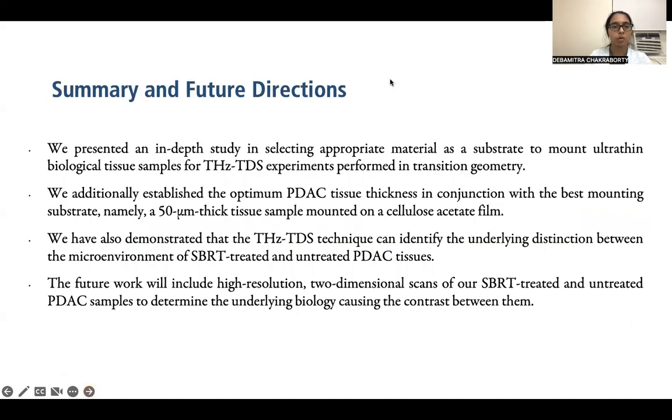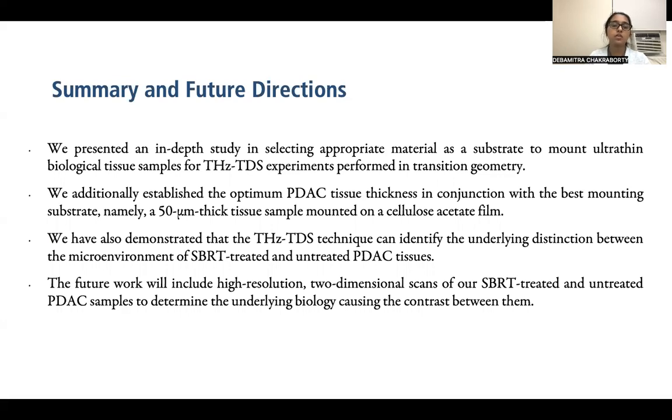And now the summary of our work and the future direction. We presented an in-depth study in selecting appropriate material as a substrate to mount ultra-thin biological tissue samples for terahertz time domain experiments, which can be performed in transmission geometry. We additionally established an optimum terahertz tissue thickness in conjunction with the best mounting substrate, which is a 50 micrometer thick tissue sample mounted on a cellulose acetate film.